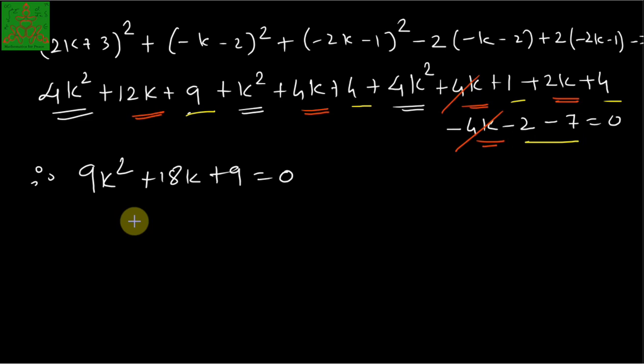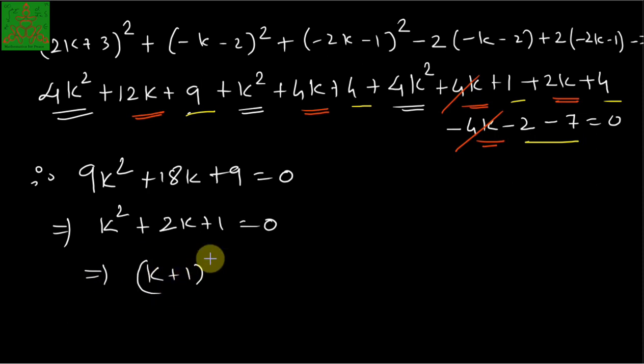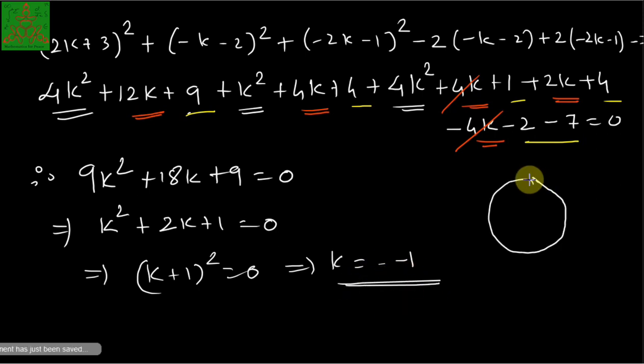So this will give you, if you divide by 9, k square plus 2k plus 1 equal to 0. So (k plus 1) whole square will be 0. So this will give you k equal to minus 1.